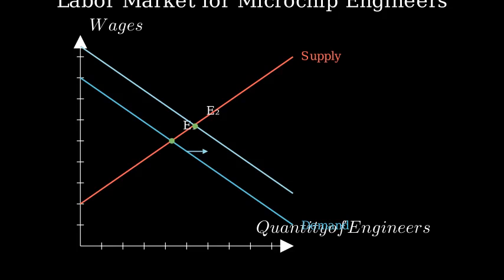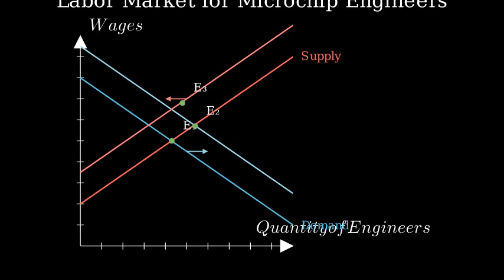But what happens when the union implements a policy requiring doctorate degrees? This restricts the supply of available engineers, shifting the supply curve to the left. Our final equilibrium point shows even higher wages, but the effect on quantity is less clear. It depends on the relative size of the two shifts.